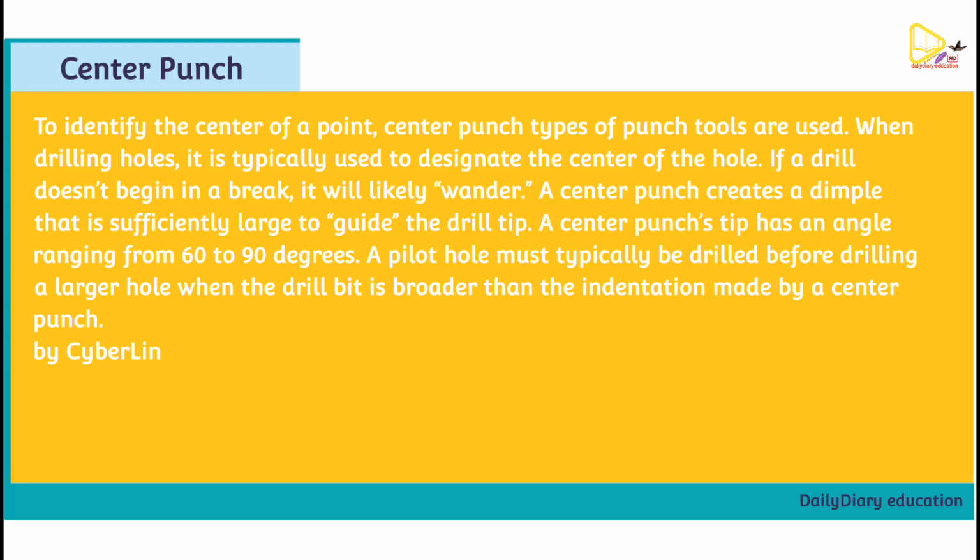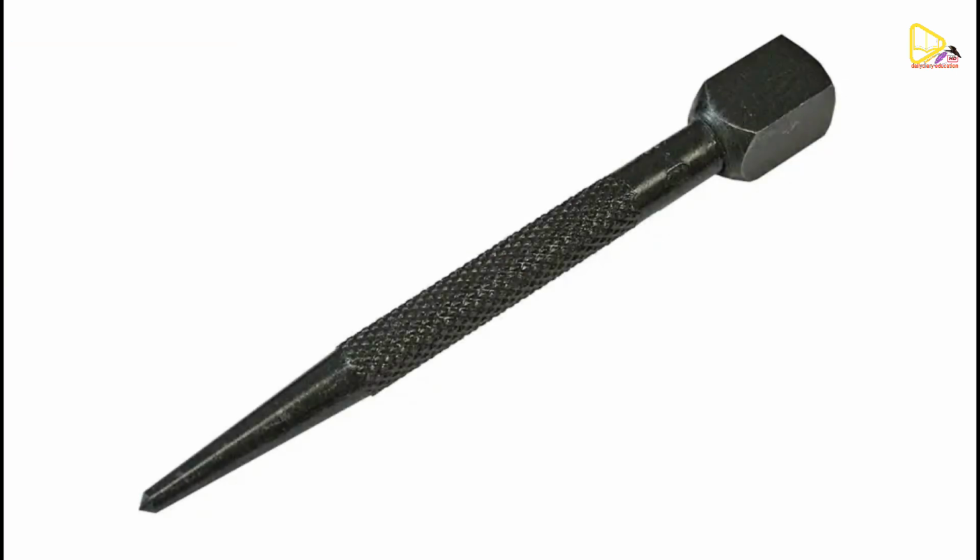Center punch. To identify the center of a point, center punch types of punch tools are used. When drilling holes, it is typically used to designate the center of the hole. If a drill doesn't begin in a break, it will likely wander. A center punch creates a dimple that is sufficiently large to guide the drill tip. A center punch tip has an angle ranging from 60 to 90 degrees. A pilot hole must typically be drilled before drilling a larger hole when the drill bit is broader than the indentation made by a center punch.